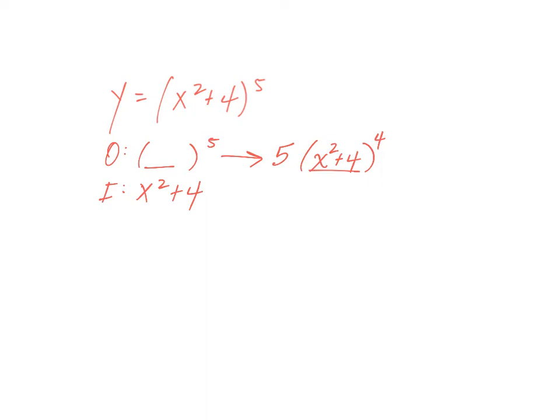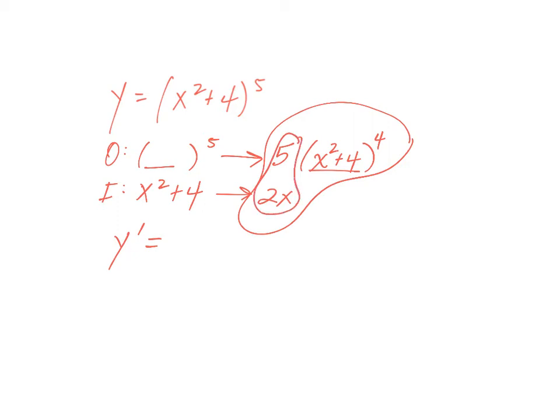In my next step, I'm going to take the derivative of the inside. The derivative of x squared is 2x, and the derivative of 4 is 0, because 4 is a constant. My final answer I get by multiplying these two pieces together. I want to have one numerical coefficient, so I'm going to do 5 times 2x, which is 10x, and then I'll have x squared plus 4 to the fourth power. And that's my final answer, where there's really no way to simplify other than expanding, which would not help us in any way, so we're going to leave it just like this.